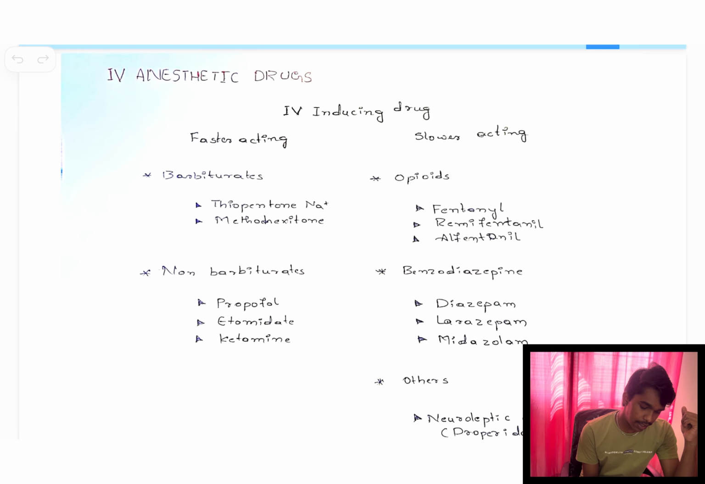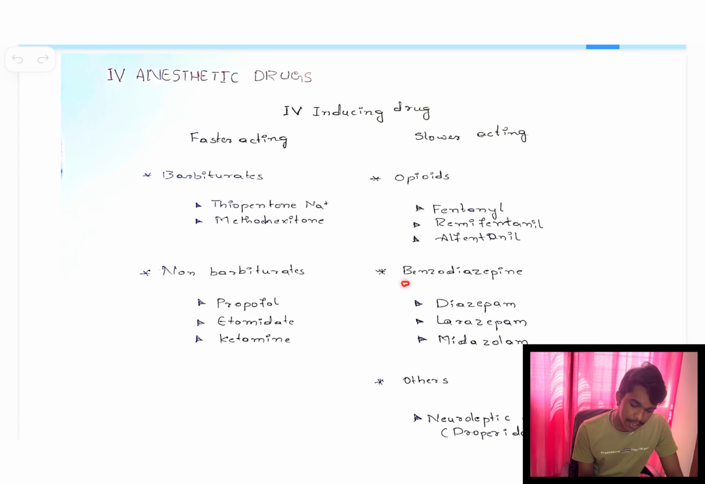Under faster acting we have barbiturates and non-barbiturates. Under barbiturates we get thiopentone and methohexitone. Under non-barbiturates we have propofol, etomidate and ketamine. I prefer that you only know propofol and ketamine, which are very important. Under opioids you have fentanyl, remifentanil, alfentanil. These agents are 100 to 1000 times more potent than morphine.